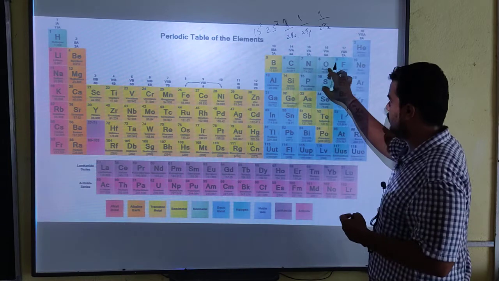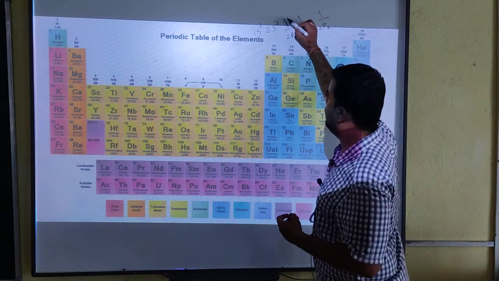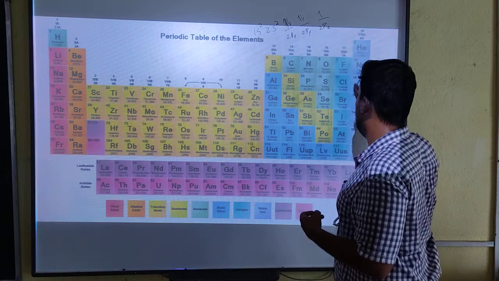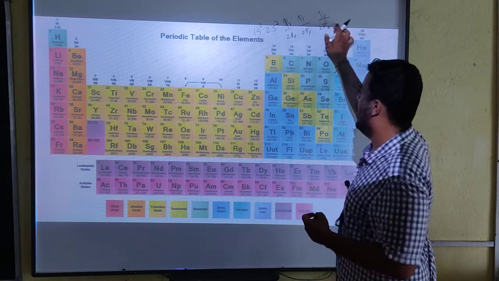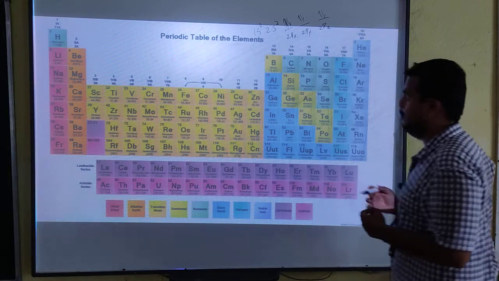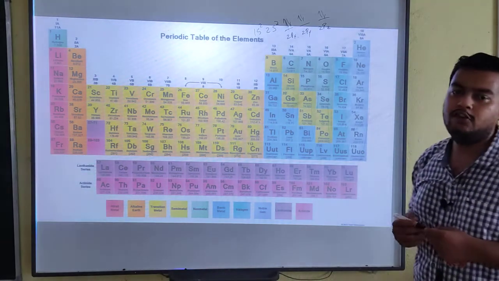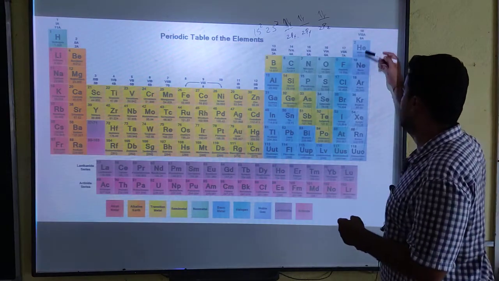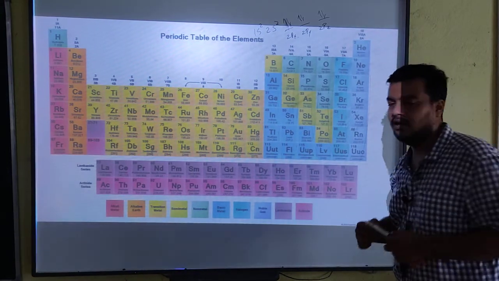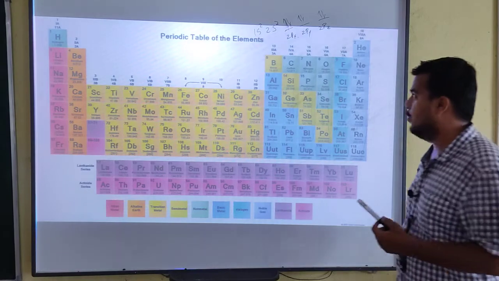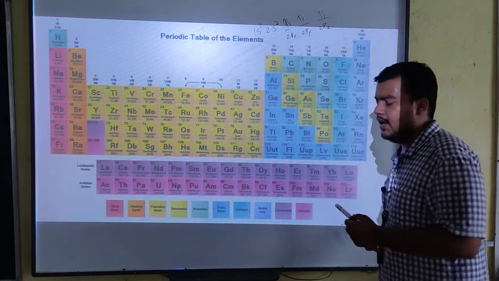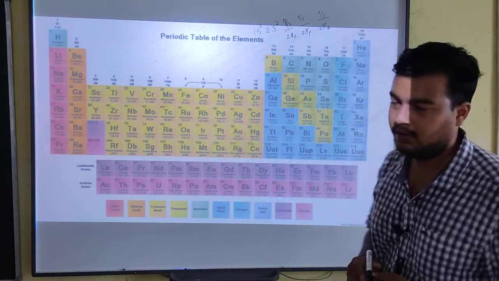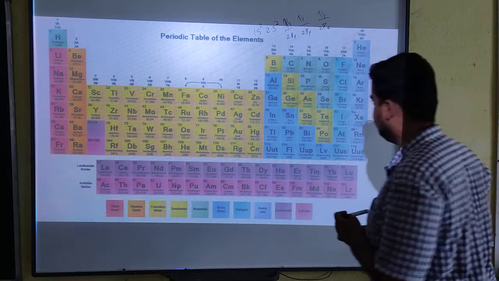When we come to oxygen, there are 8 electrons, and I can place one more electron here. For fluorine there are 9, and for neon that is 10. So now neon has a completely filled p orbital. That's why neon is an inert gas, or you can say every element present in group 18 is an inert gas or noble gas, because their outer shell is completely filled and they are very stable. They will not take part in any chemical reactions, but other elements will.